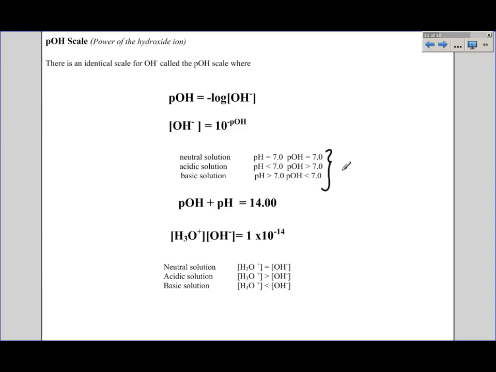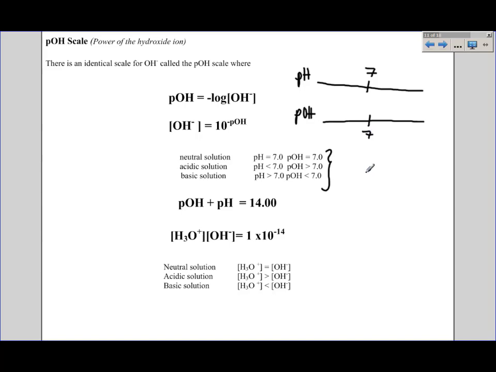Now this here summarizes, when you have the pH, whether or not a solution is neutral, acidic, or basic. So when the pH is 7, it's neutral. When it's less than 7, it's acidic. And when it's more than 7, it's basic. We can examine a pOH scale in the same way. So neutral is 7 in the pH scale, as it will be the same in a pOH scale.